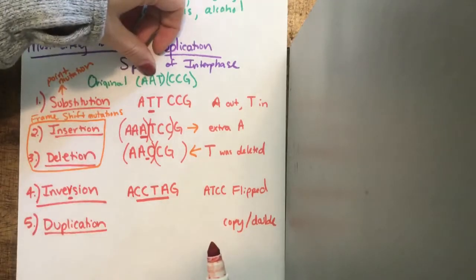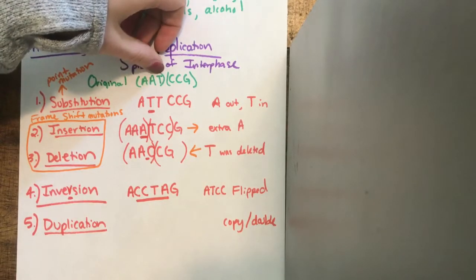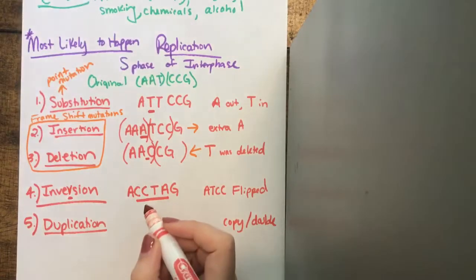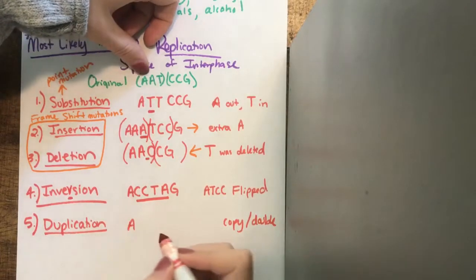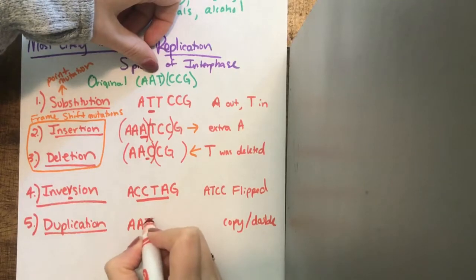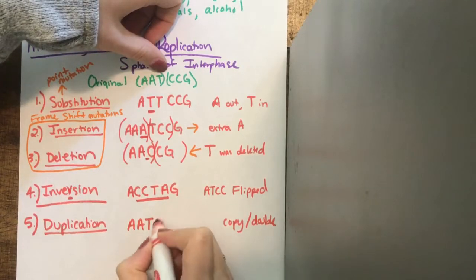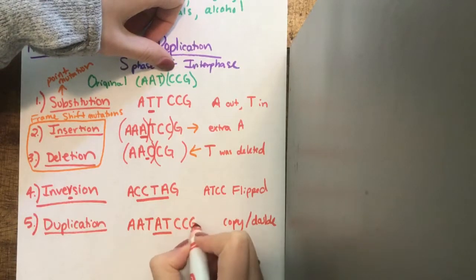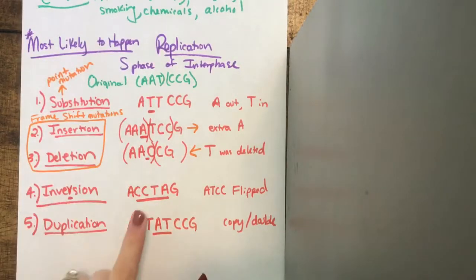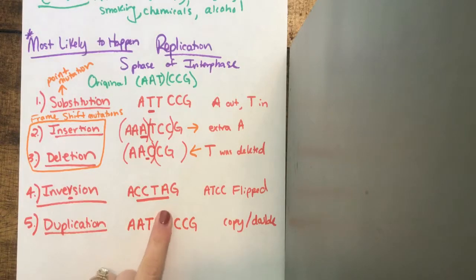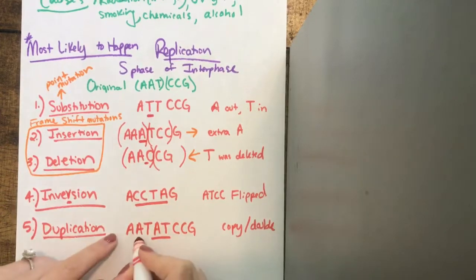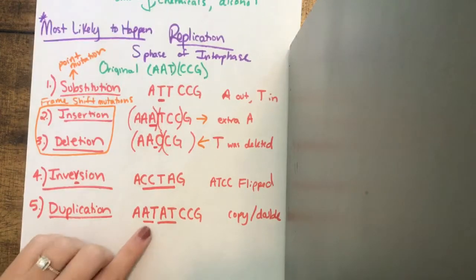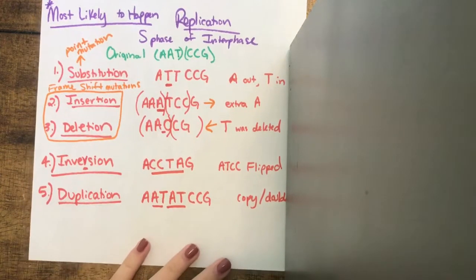So instead of A, T, C, C, G, let's say we have A, T, which is normal, and then let's say we accidentally double that AT again, and then C, C, G. You can see this part, the AT, is not supposed to be in there. We accidentally just doubled this part and did it twice. So duplication, you just accidentally double something.